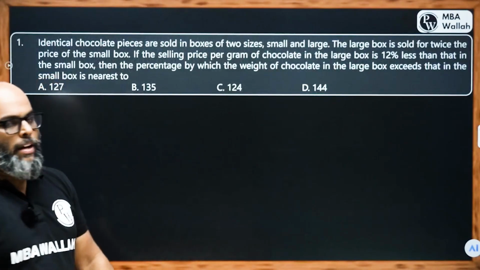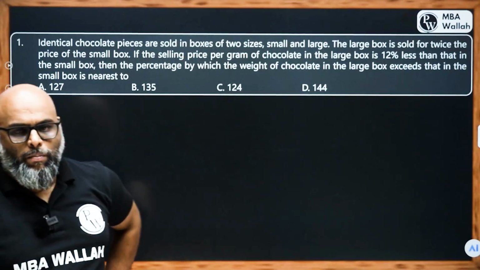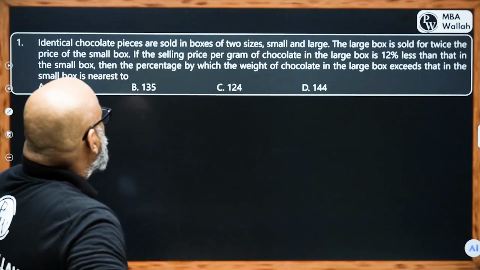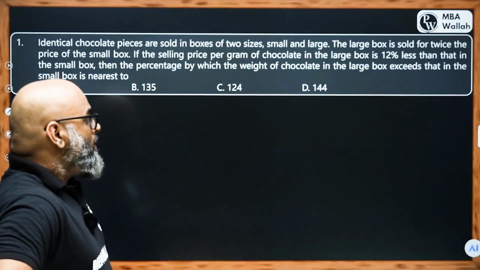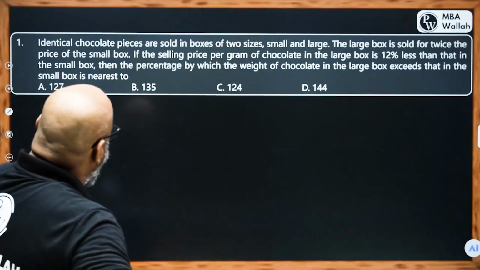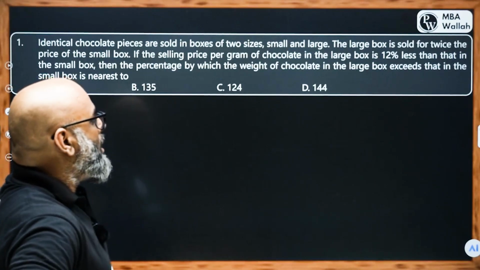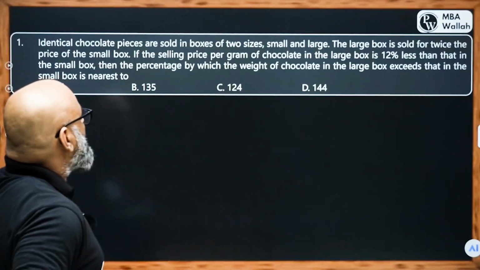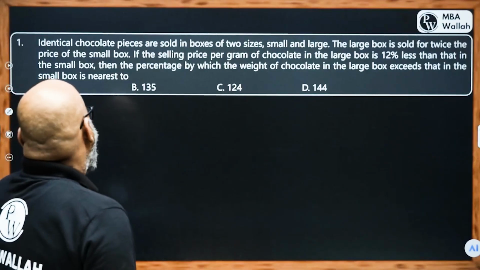Same template. I'm going to give you a minute to take a screenshot or solve it. And here we go. So look at the first question over here. Identical chocolate pieces are sold in boxes of two sizes, small and large. The large box is sold for twice the price of the small box. If the selling price per gram of chocolate in the large box is 12% lesser than the small box, then the percentage by which the weight of chocolate in large box exceeds that in the small box.